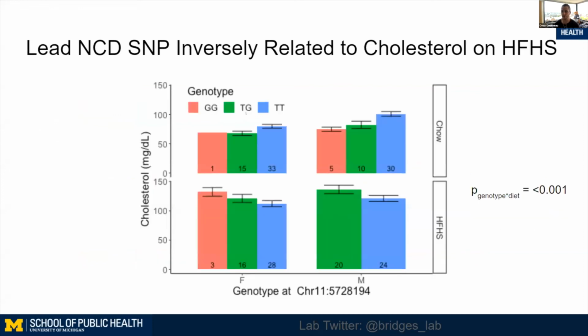Now, when looking at that lead SNP from the normal chow diet mice again, we compared that to the high-fat diet mice, and we see that the lead normal chow diet SNP is inversely related to cholesterol on the high-fat, high-sucrose diet, where now possession of the TT or TG alleles leads to a decrease in cholesterol. When looking at the females on the left columns, we can see that the high-fat, high-sucrose diet leads to an overall increase in cholesterol at all genotypes, but there's a pretty clear decrease in cholesterol in mice possessing the TG and then the TT genotypes compared to the GG.